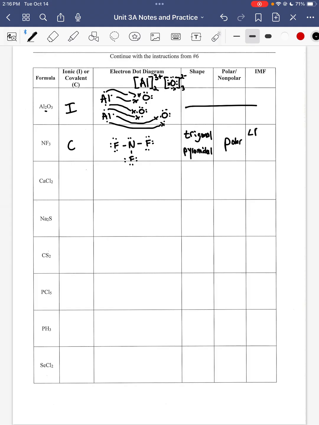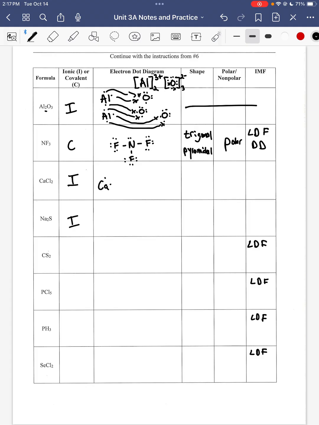And that means it has London dispersion forces, of course, dipole-dipole forces, and there's no hydrogen bonding here. In fact, I'm just going to go ahead and fill in London dispersion forces for all of my covalent intermolecular forces, because I know that all covalent, at the very least, have London dispersion forces. The reason I skipped these 2 is because they are both ionic substances.